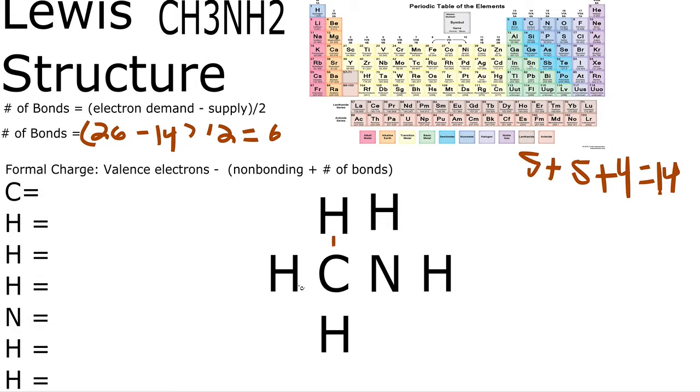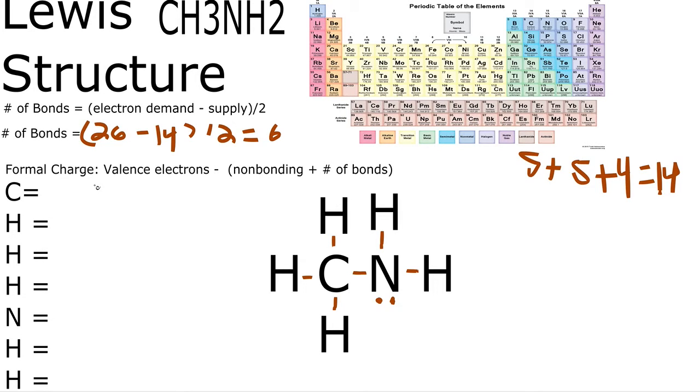So we have 1 bond here, bond there, bond there, bond there, bond there. So we have 1, 2, 3, 4, 5. So this has to be a single bond. Okay, now this works out really well. Hydrogen is satisfied on each of them, and carbon is satisfied. It has 8 electrons. The only one that's not satisfied is nitrogen. So let's give it 2 valence electrons. So 2, 4, 6, 8, 10, 12, 14. We have 14 valence electrons for our supply, so that checks out just fine.